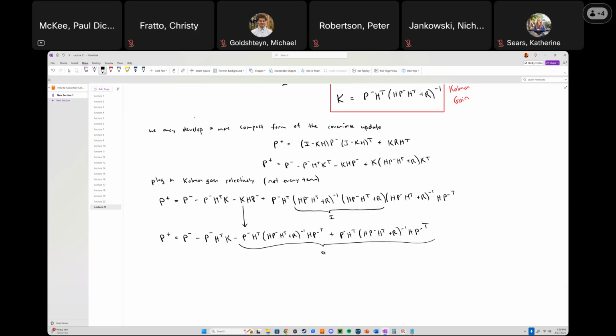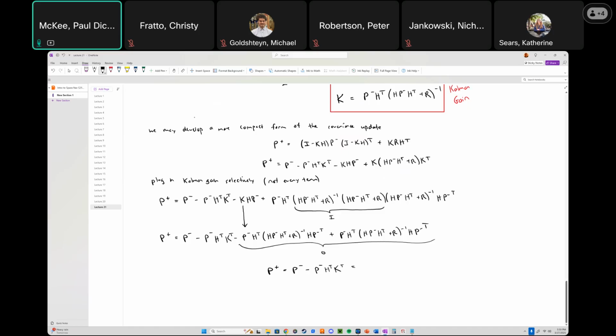So what we're left with is just the new covariance is the old covariance minus P minus H transpose K. Oops, transpose. Okay, which is the same thing as, oh, did I screw something up?